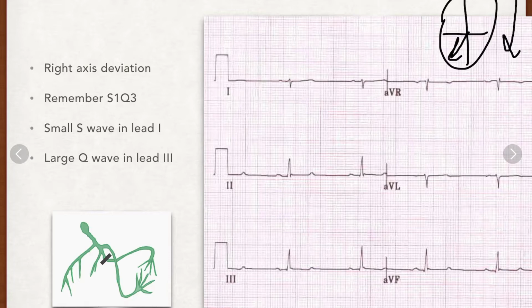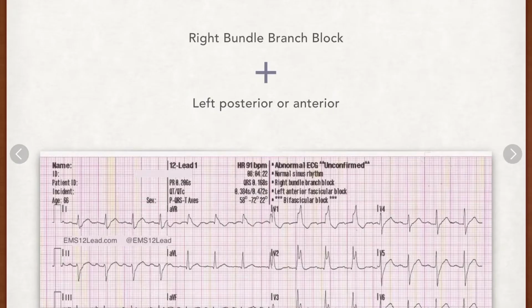Do I have a small S in lead 1? And I do. And do I have a Q wave in lead 3? And I have a little one right there. But that's all that I need for this. And then we can have bifascicular block. Now to have a bifascicular or a hemiblock, I have to have the right bundle branch blocked, and then I have a left side block. And it could be a posterior or an anterior fascicle that's blocked.